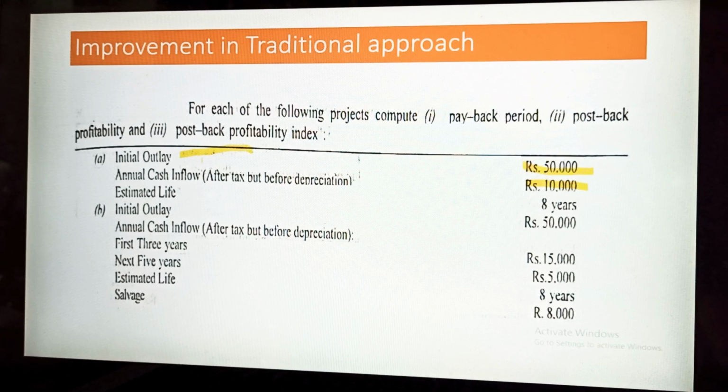In the B portion, there are two cases. One is when your inflow is equal, and the other is when your inflow is unequal. We will find out the same things, payback period, post payback profitability, and post payback profitability index, in the case of equal and unequal inflows. The second question has the same initial amount given. Annual cash flow after tax is given as 15,000 for the first 3 years, then 5,000 for the next 5 years, and estimated life of 8 years, and salvage value of 8,000 is given.